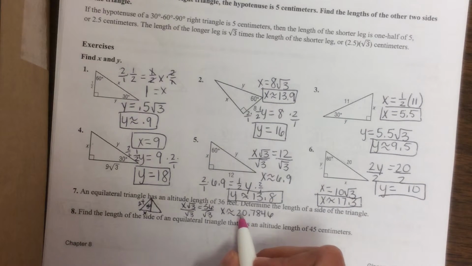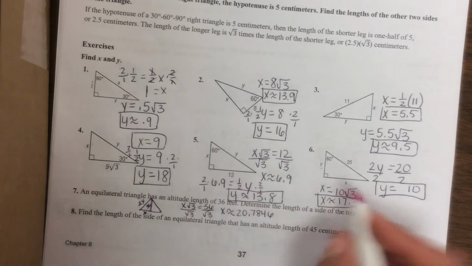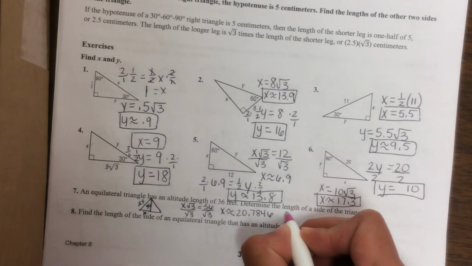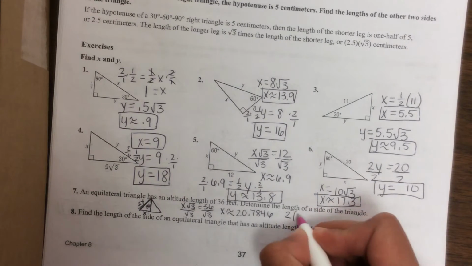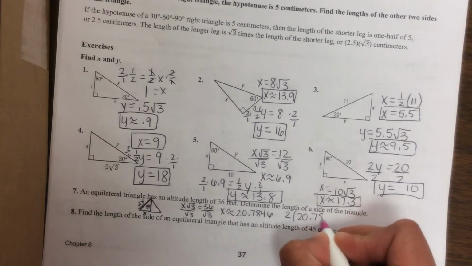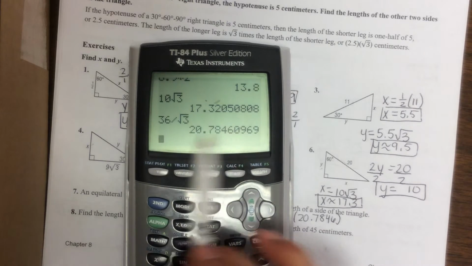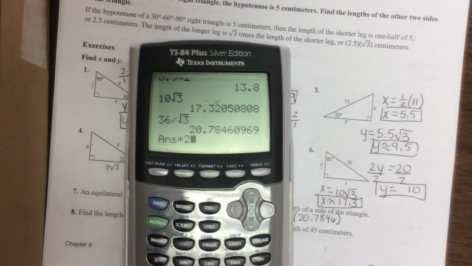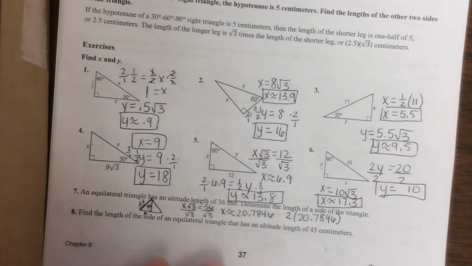Now since we know what x is, we can multiply times 2 to get this side here, which will give us our answer. So 2 times 20.7846. And I'm actually just going to take this number here and multiply it times 2. That gives us approximately 41.6 feet.